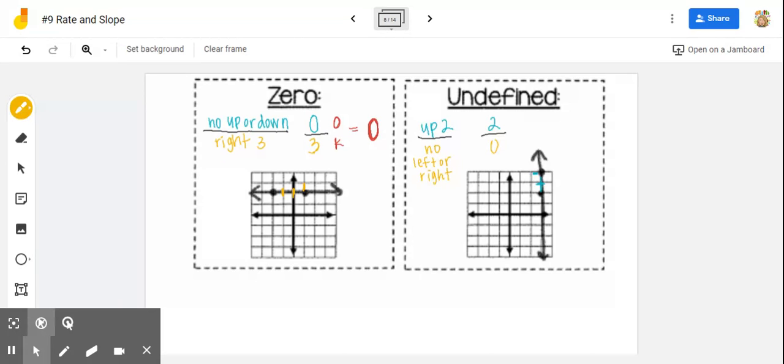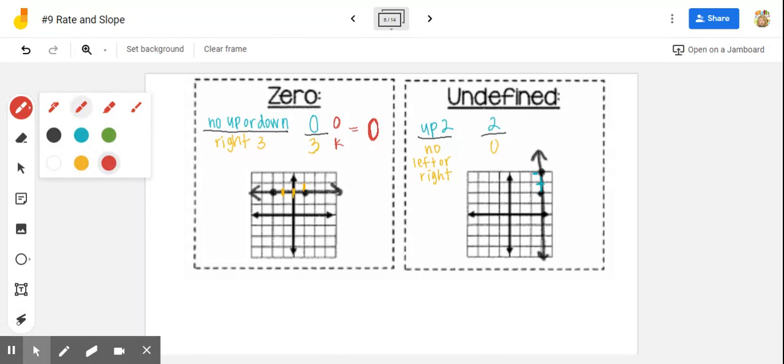All right, now let's take a look at undefined and why it is. So notice we actually go up 2 spaces on our grid between those 2 points that are shown, but we have no movement left or right. So that means our rise is 2 divided by our run of nothing, 0. Now, if I actually type this into my calculator, you guys end up getting an error message. It freaks out. And why is because when you divide by 0, guys, that is not mathematically possible.